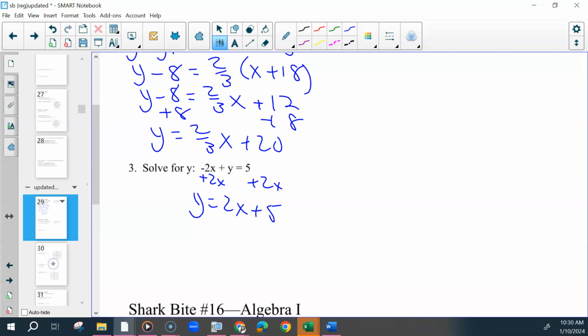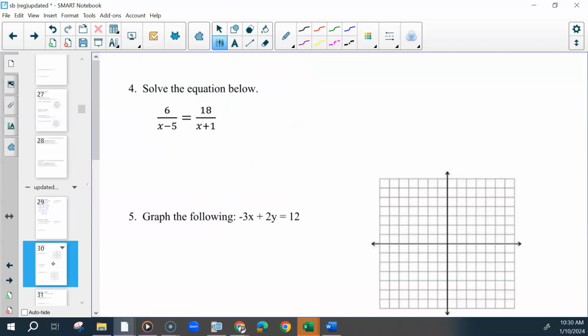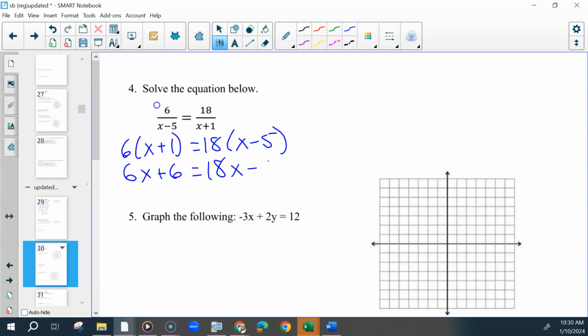And then number 4, we have a fraction that equals another fraction. What's our first step? Cross multiply. So 6 times x plus 1, 18 times x minus 5. Or you could go straight into 6x plus 6 equals 18x minus 90. And then start to solve, move one of your variable terms to the other side and one of your constant terms to the other side.